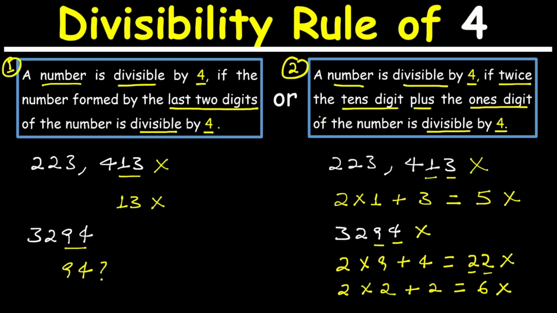Isn't the second rule easier? With the first rule, either you need to know all two-digit multiples of 4, or you have to do long division for big two-digit numbers. But with the second rule, you don't need to do that. Let's see one last example.